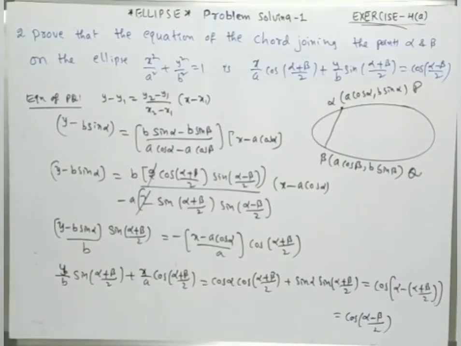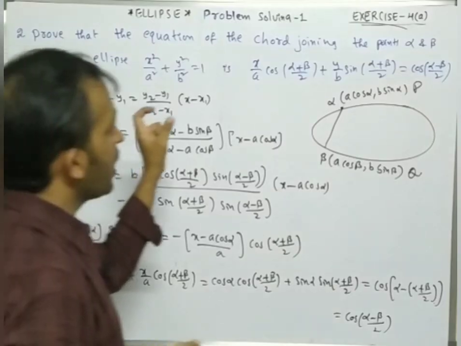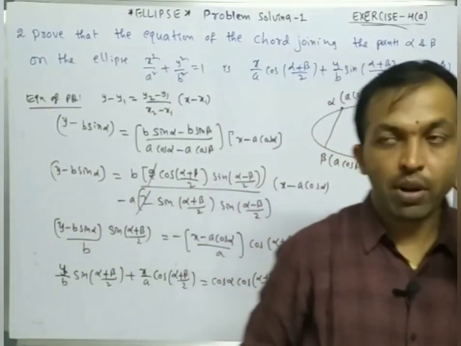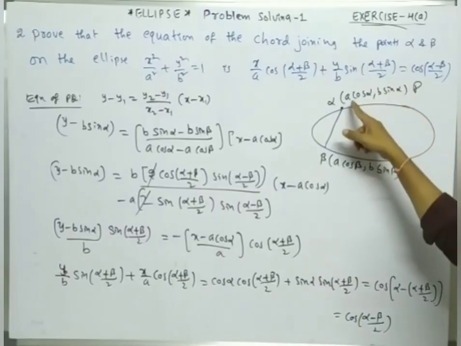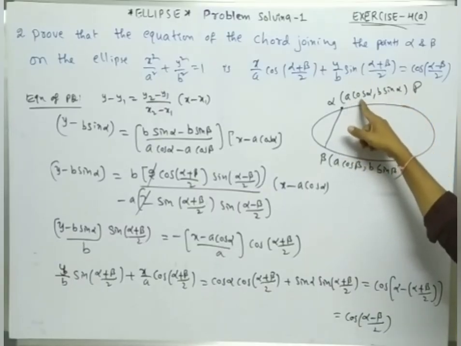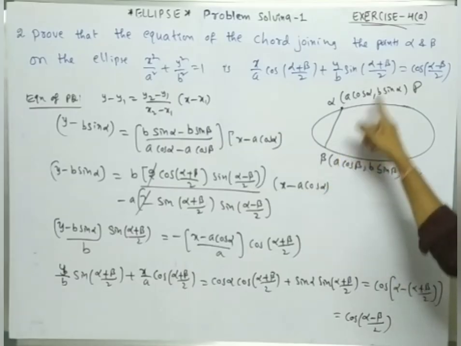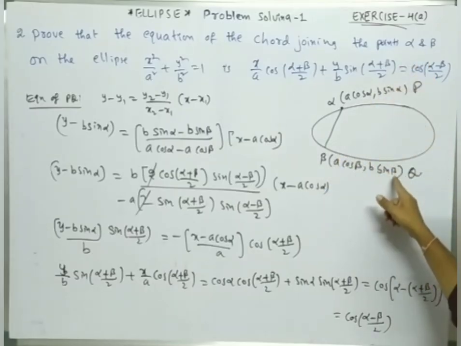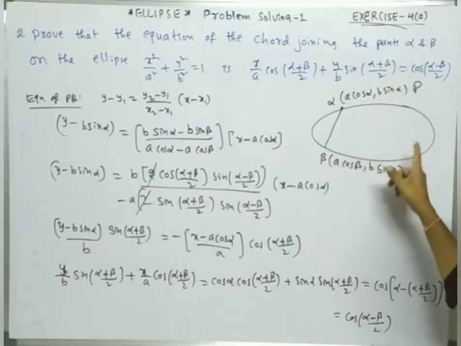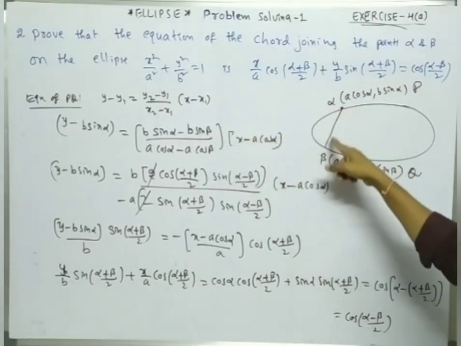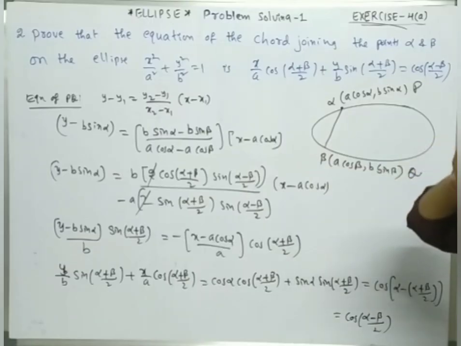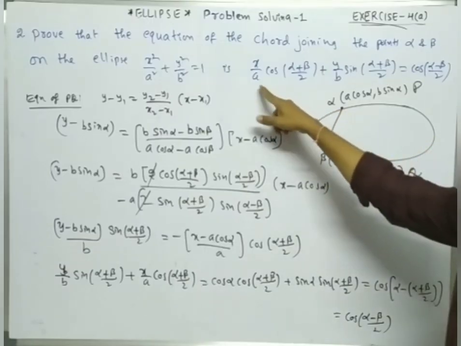Last problem. Prove that the equation of the chord joining the points alpha and beta. I am taking alpha in parametric form on the ellipse, a cos alpha, b sin alpha, and beta is another one, a cos beta, b sin beta, which is Q. So we should find the equation of the chord of the ellipse x square by a square plus y square by b square is equal to 1.